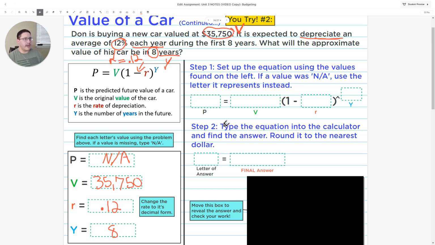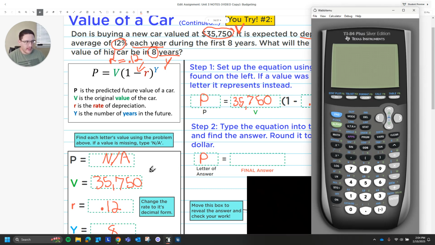So step 1, set up the equation. We have P equals 35,750, parentheses 1 minus 0.12, close parentheses, raised to the 8th power. All we have to do is plug this into the calculator. Notice how P is isolated by itself, and the entire right side is a number that we could just plug into the calculator and solve.